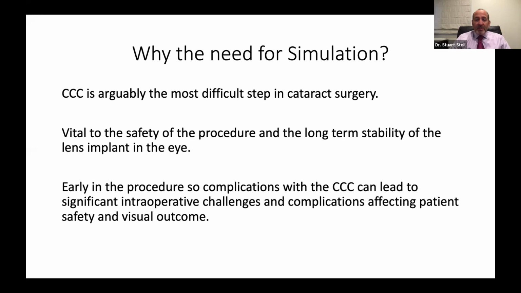So complications with the CCC can cascade and lead to a significant downhill effect where you get intraoperative challenges, vitreous loss, inability to place the intraocular lens where you want to. All these complications can affect patient safety and visual outcomes. So it's really important to nail the capsulotomy, and that really just sets the stage for a great case.